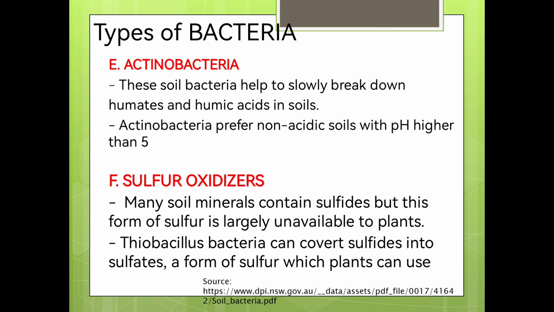Then, we also have the actinobacteria. This bacteria helps to slowly break down humates and humic acids in soils. And they prefer non-acidic soils with pH higher than 5. And of course, we also have the sulfur oxidizer bacteria because the soil minerals contain sulfides, but this form of sulfur is largely unavailable to plants. Remember, the form of sulfur that is absorbable by plants are sulfates. So, pag sulfides yung nandun sa lupa, hindi siya ganun ka-readily available to plants. So, we have here the Bacillus bacteria, which can convert sulfides into sulfates, a form of sulfur which plants can use.